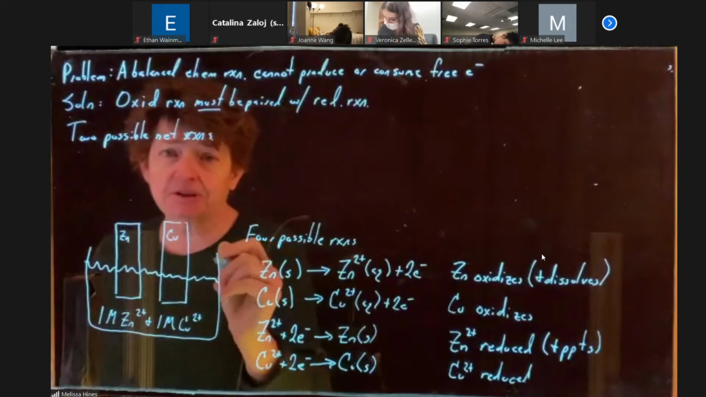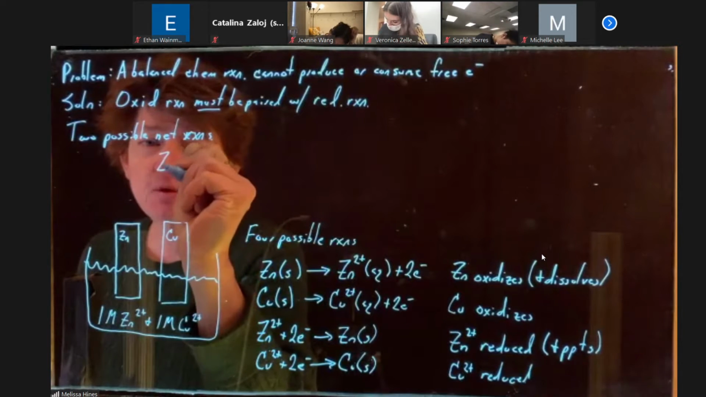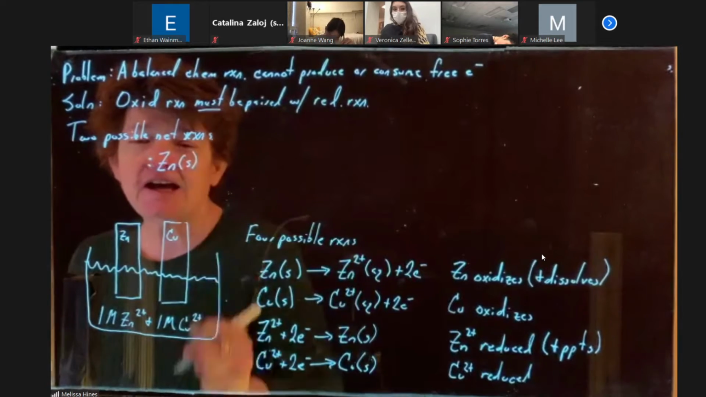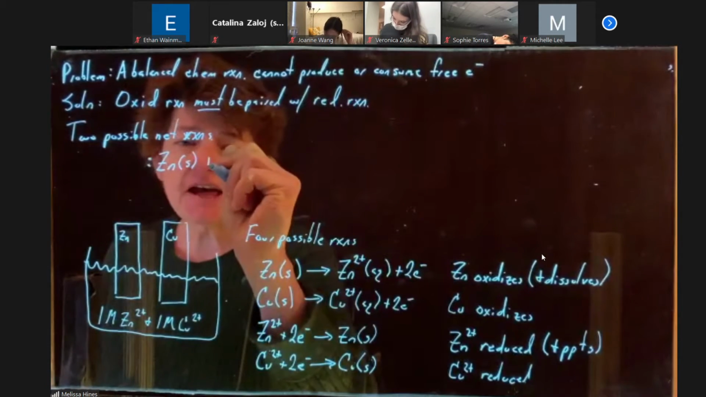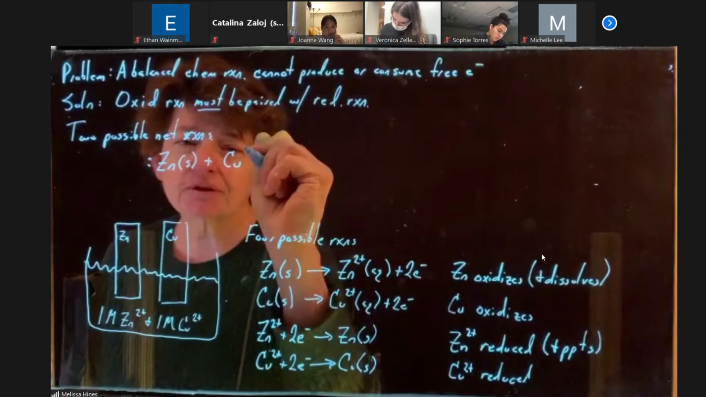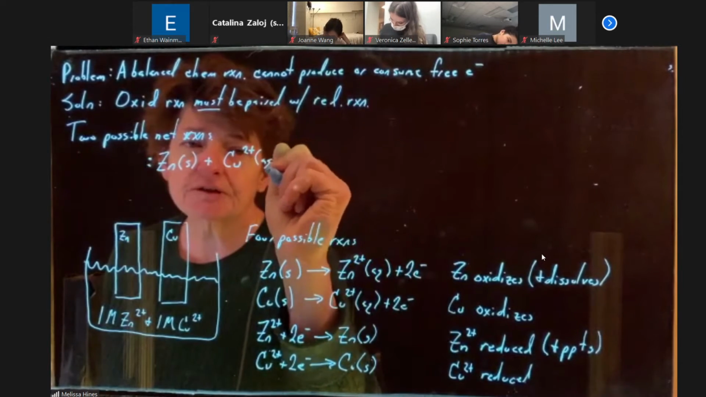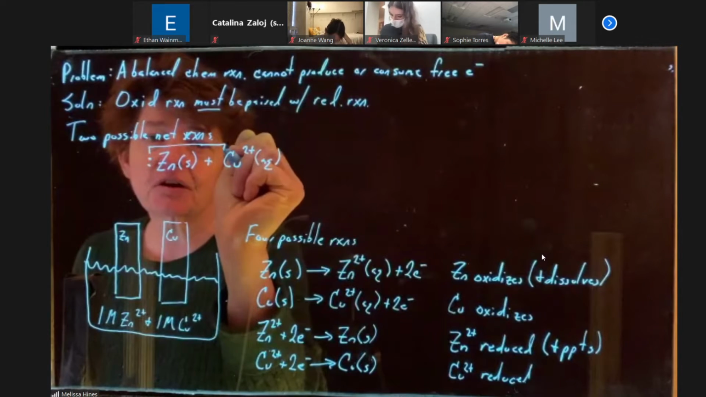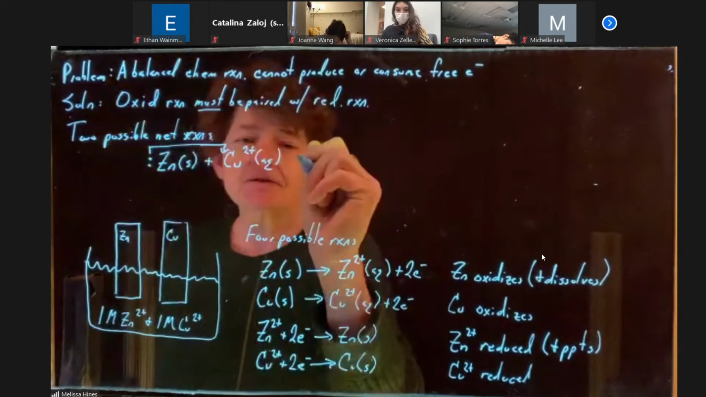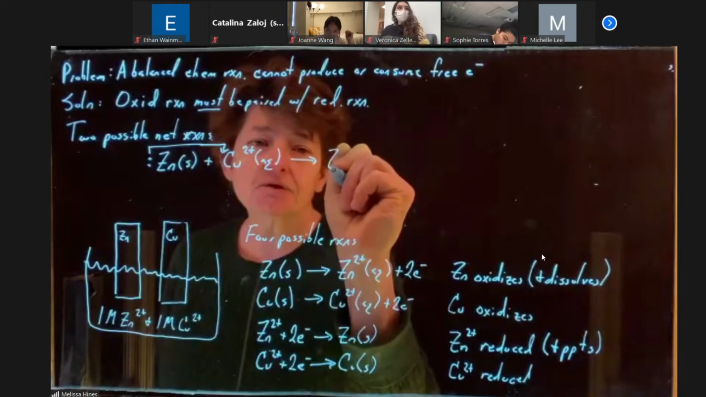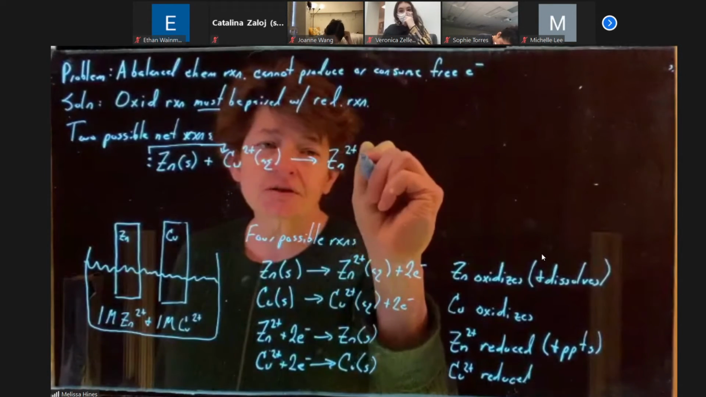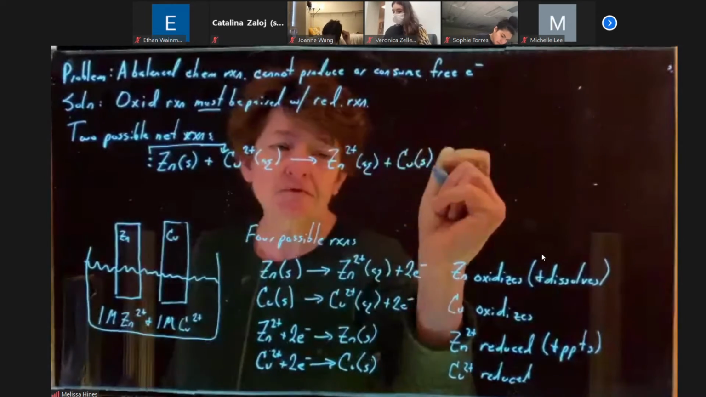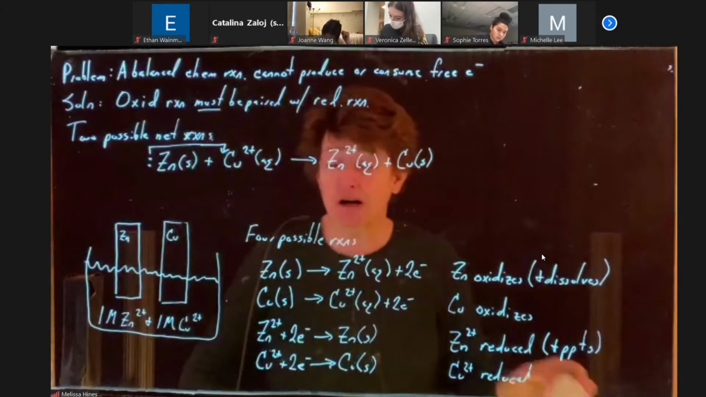Well, the first possibility is that I start with my solid zinc, and that solid zinc is going to have a pair of electrons on it, and that is going to react with copper 2+, which is an aqueous ion. Basically the zinc is going to give its electrons to the copper. And so what you end up producing is zinc 2+ aqueous ions plus copper solid. Okay, so that's going to be one possibility.